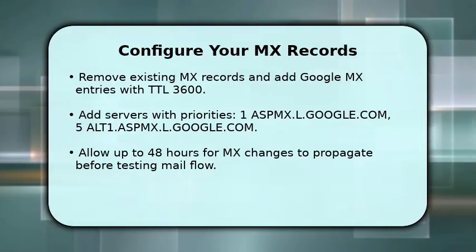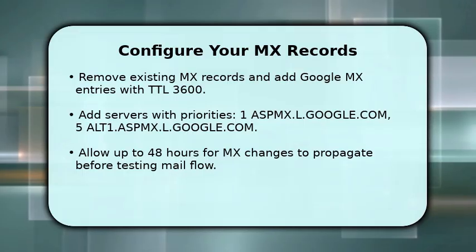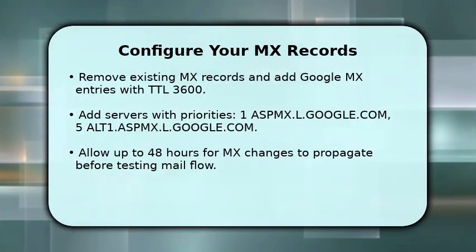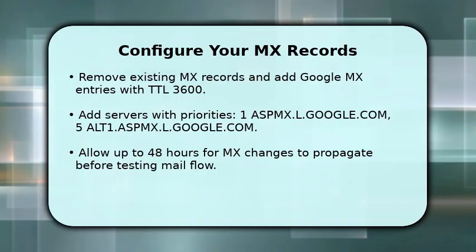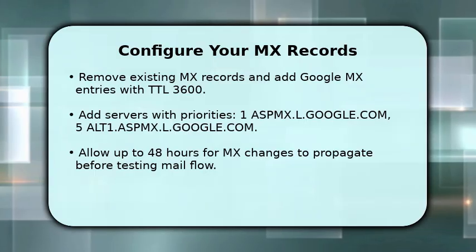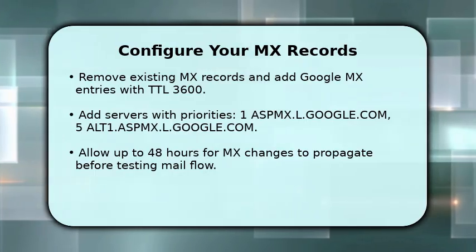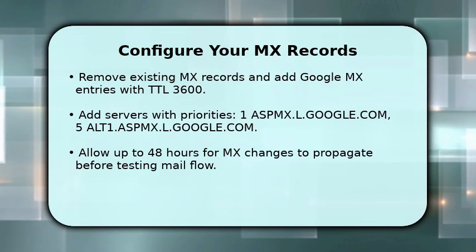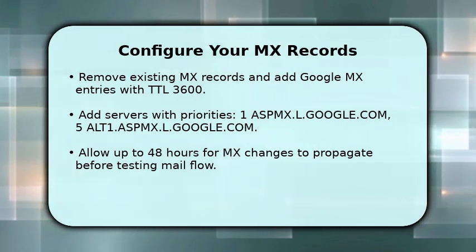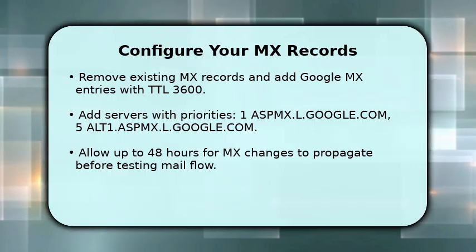Immediately go back to your registrar DNS management and remove existing MX records to avoid conflicts. Add Google MX records exactly with the given host and priorities. 1 aspmx.l.google.com 5; alt1.aspmx.l.google.com 5; alt2.aspmx.l.google.com 10; alt3.aspmx.l.google.com 10; alt4.aspmx.l.google.com.